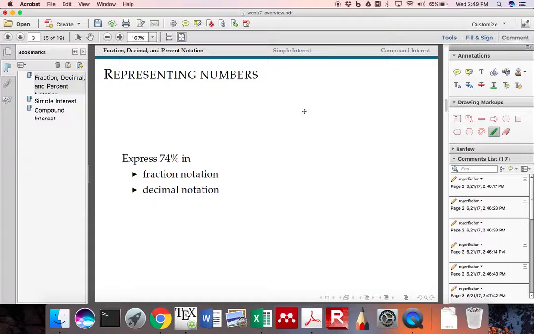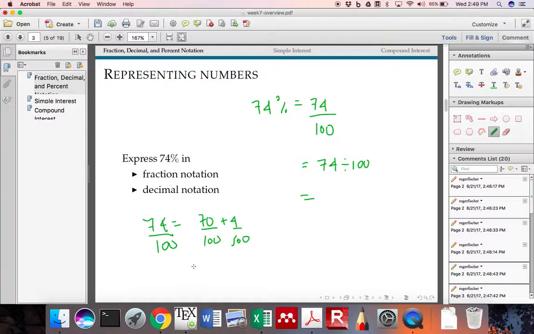So anyways, let's write this in decimal notation. 74% equals, by definition, 74 over 100, which we know means 74 divided by 100. And that means I'm going to take 74. Remember, this is 70 plus 4. So if I divide this by 100, I divide both of these terms by 100, and that's 7/10 plus 4 1/100ths. Recognize that? 0.74. So that's how you write a percent in decimal notation.